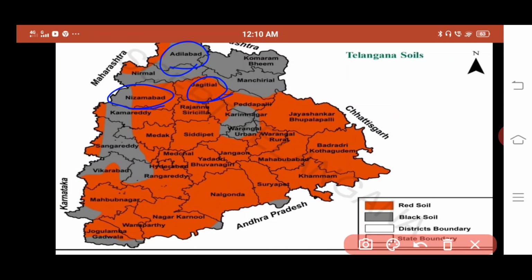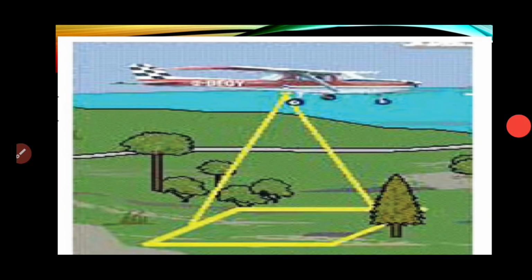So by observing these maps, we can easily trace out the lands it has. Understood, my dear? So here the next concept is aerial photography. Aerial photography is a technique of taking a photograph of the ground from an elevated position using aircraft, helicopters, hot air balloons, etc. So here aerial photography is nothing but a technique to take the picture from the elevated position. So how to take these photographs?